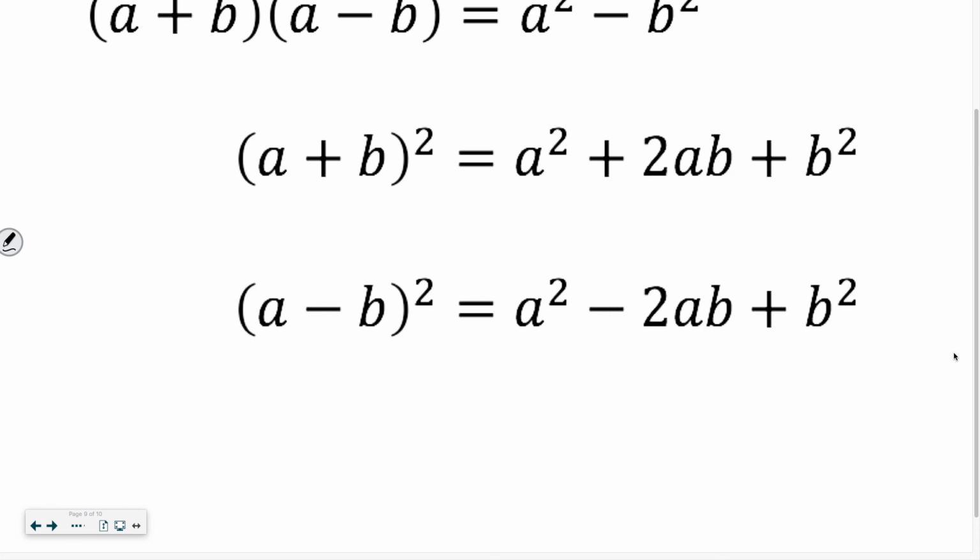If you don't want to use the special product patterns, then you're going to have to FOIL it out every time. But if you get to know some of those special product patterns, that will make your life a little bit easier going forward in all your math classes, no matter what you take. All right.